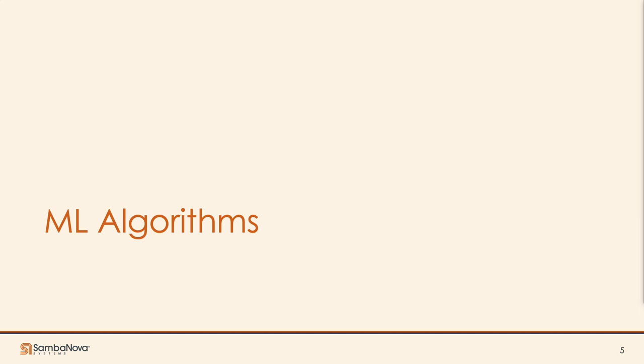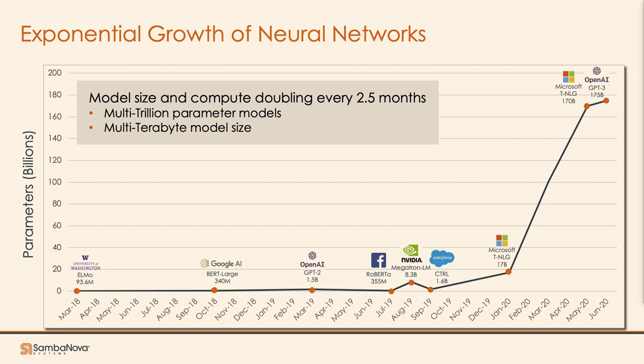As you all know, the key thing with ML algorithms is the exponential growth of the neural networks that are being used to develop ever more accurate models. The complexity of the models is growing. The amount of data used to train these models is growing. A really good example of this trend is the large natural language models that are being developed over time. If you look at the growth of the size of these models, they're basically doubling every 2.5 months. We are at the point now where we have multi-trillion parameter models, and they require multi-terabytes of data to hold these parameters, and petabytes of data are being used to actually train these models.